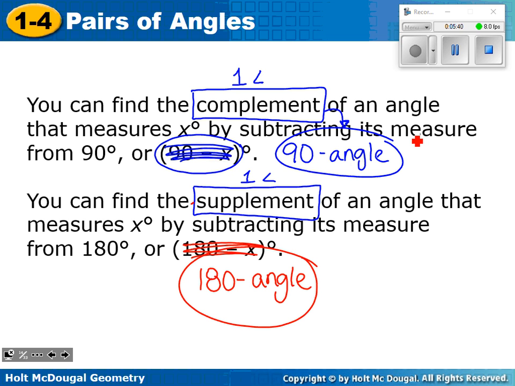So that is your supplement. When you see that word, think 180 minus the angle. So if I have a 100-degree angle, what is its supplement? 80. Okay, 180 minus 100 is 80.